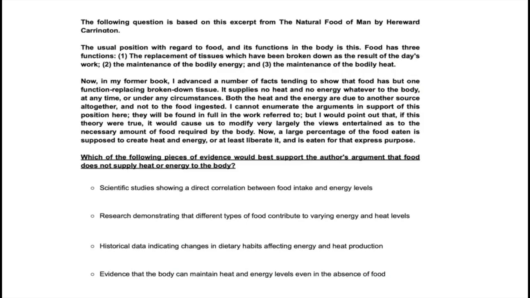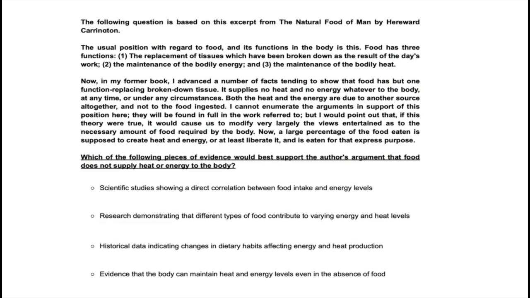The following question is based on this excerpt from The Natural Food of Man by Hereward Carrington. The usual position with regard to food and its functions in the body is this. Food has 3 functions. 1. The replacement of tissues which have been broken down as a result of the day's work. 2. The maintenance of the bodily energy. And 3. The maintenance of the bodily heat.